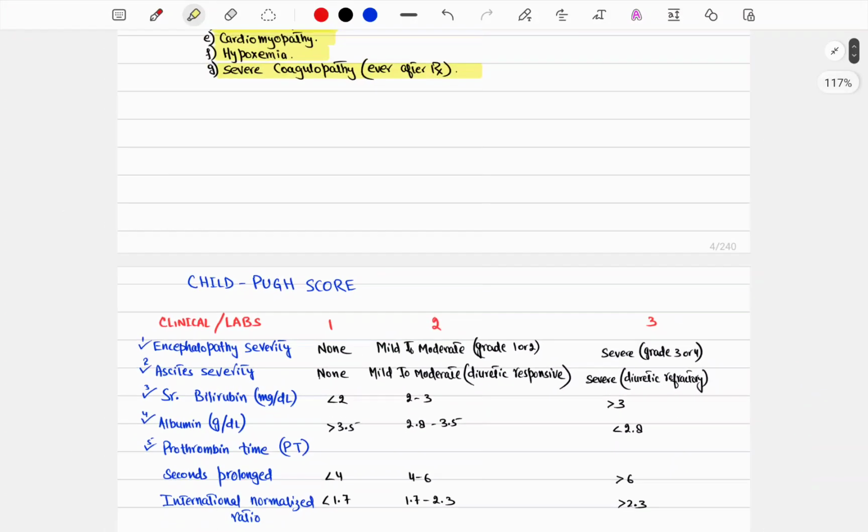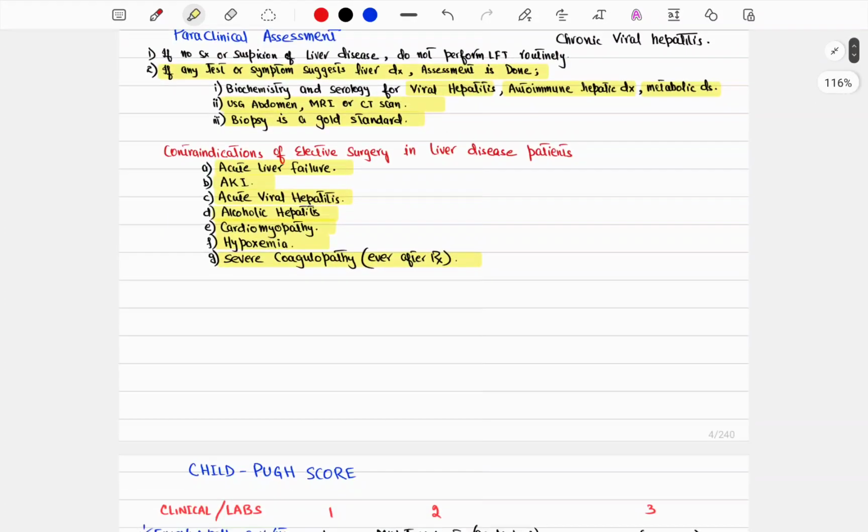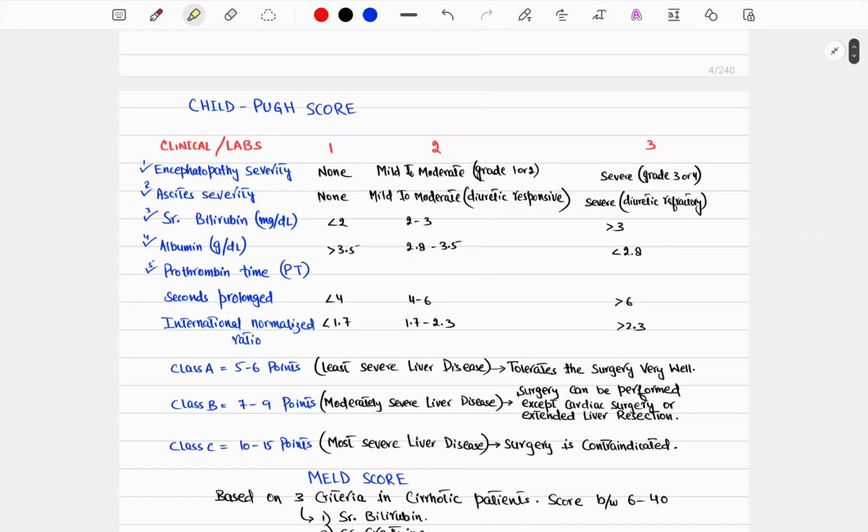Now, what tools help us assess the severity of liver problems? First we will start with the Child-Pugh score. There are 5 main parameters to consider: serum bilirubin, serum albumin, prothrombin time, ascites and its severity, and encephalopathy and its severity. Each is scored 1, 2 or 3, with 1 given to none.